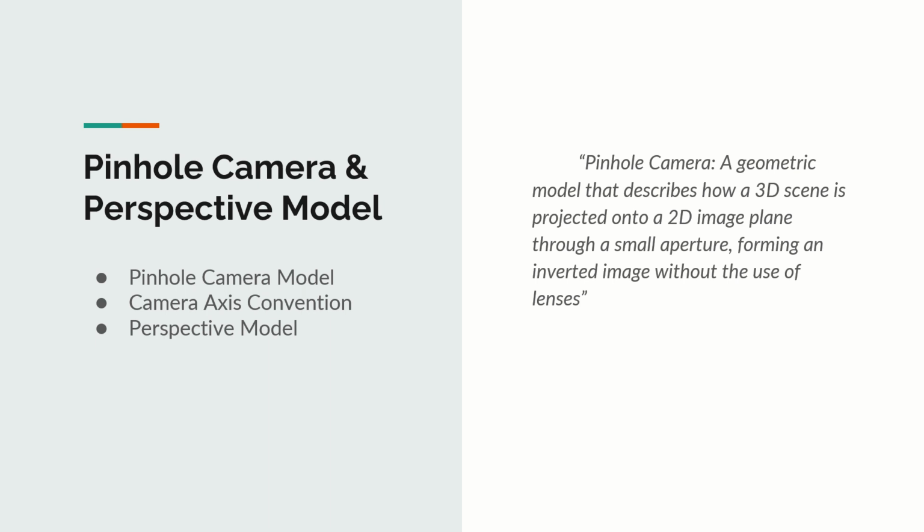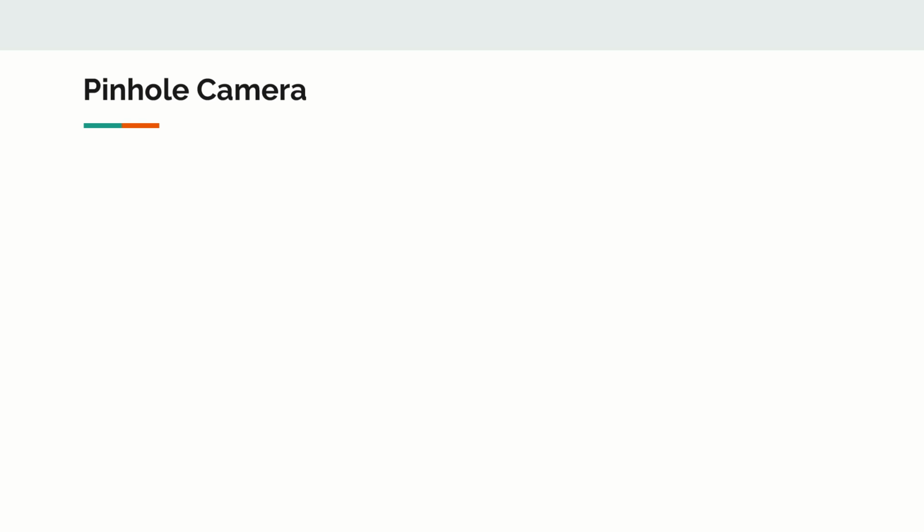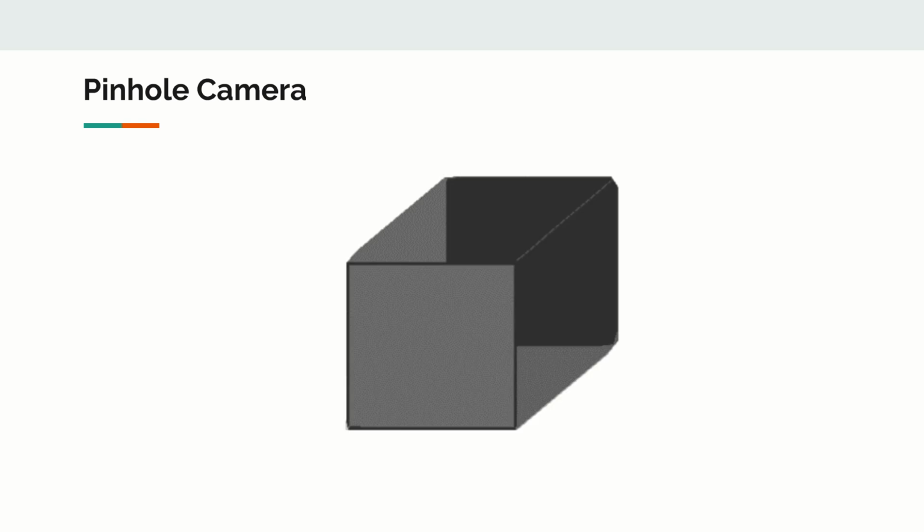In this section, we will study pinhole camera and perspective projection. They represent the projection from 3D scene to 2D image using geometric and mathematical models. A pinhole camera may be described as a black box.